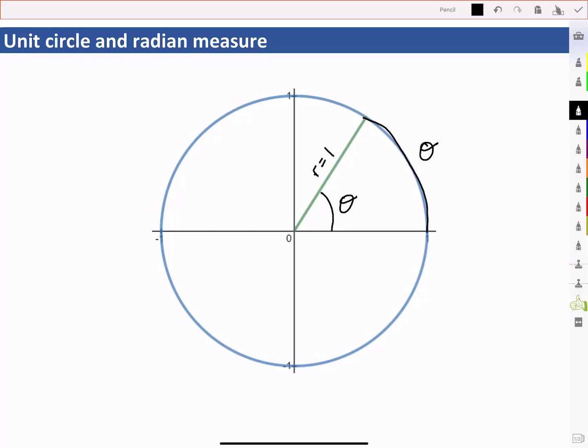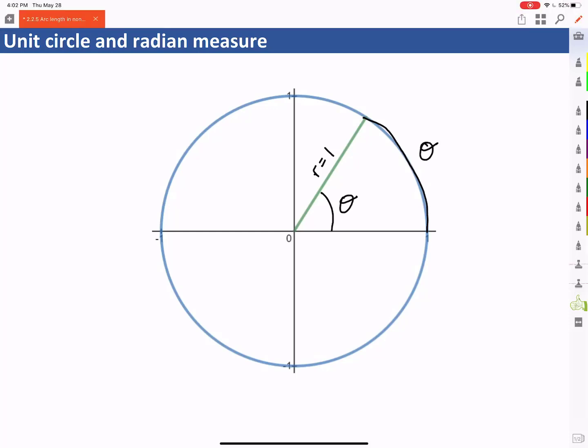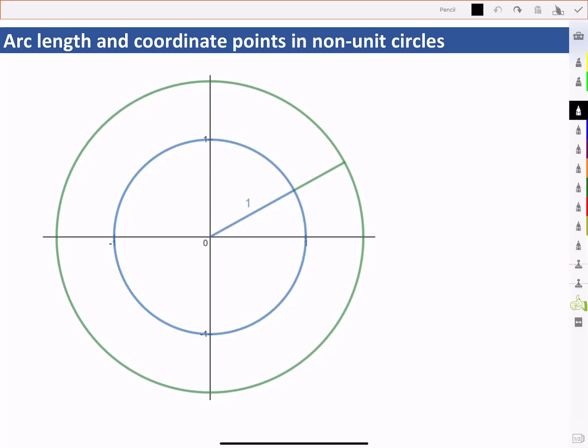So how do we determine the arc length in a circle where the radius isn't 1? Let's look at a circle with a radius other than 1 to answer that question. Here we have the unit circle in blue and the green circle with a radius of r. One thing we notice is that the central angle, theta, is the same in both circles. In the unit circle, we know that this arc length will also be theta.